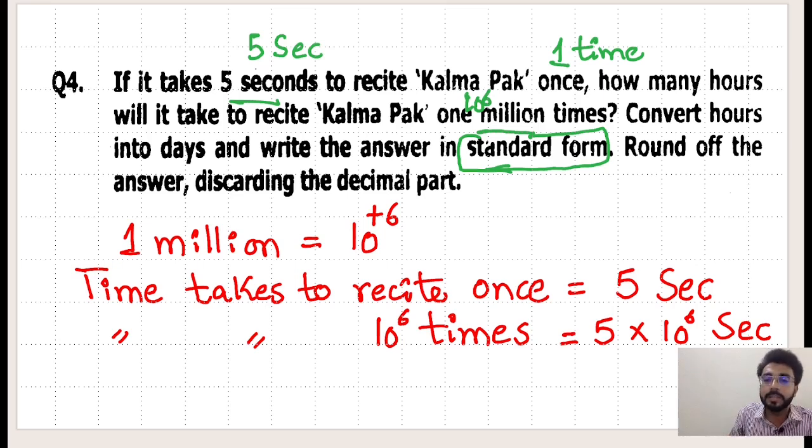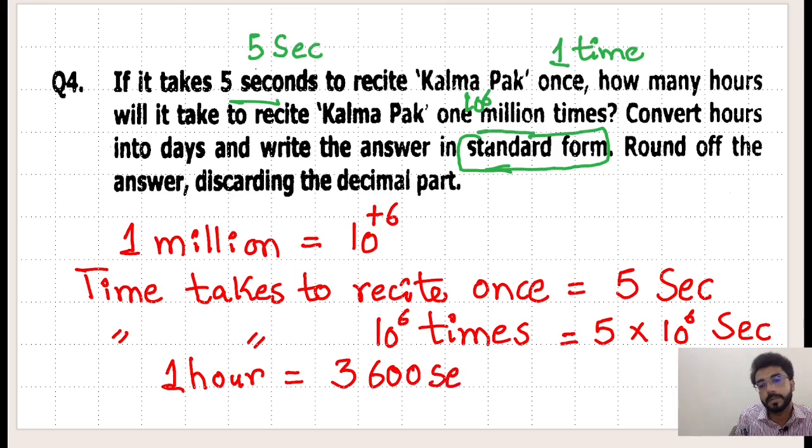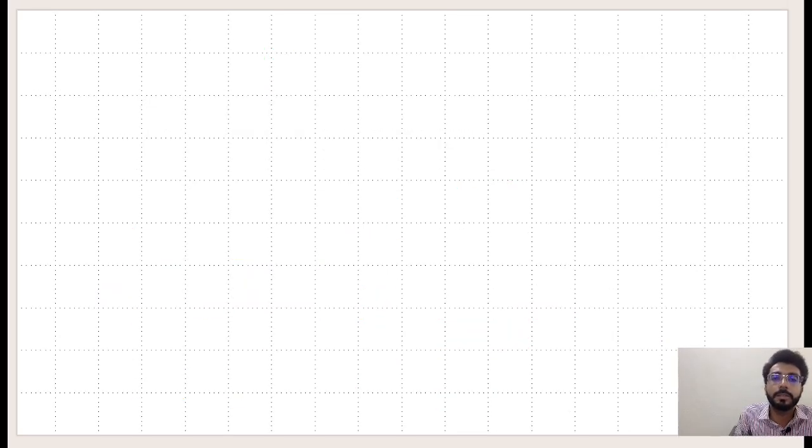Now we have to write the answer in seconds. We have to convert this seconds into hours. As you know that 1 hour equal to 3600 seconds. So you have to divide this number to convert it into hours. Let's write in another slide. It will become 5 into 10 raised to power 6 divided by 3600.